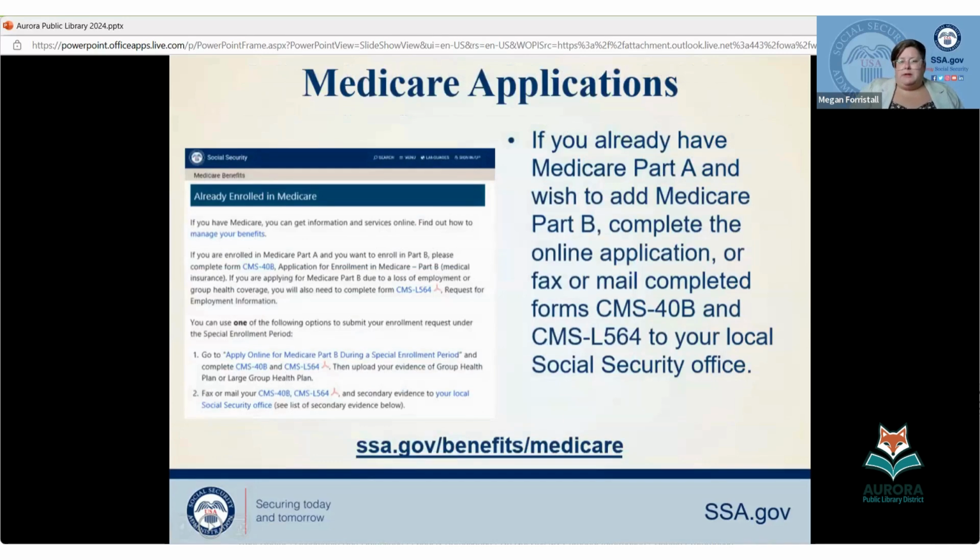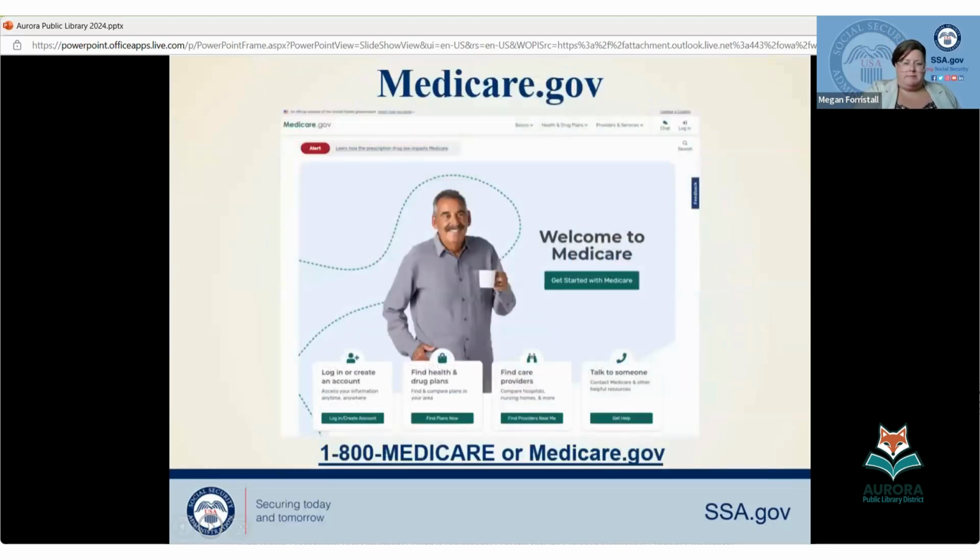Now, Medicare applications, you can, like I said, file for Medicare only online. If you're under that special enrollment period, there'll be a couple forms we need when the time comes to get into the Part B. We need a 40B. That's the one that you fill out saying you're ready for that coverage to begin. The CMS L564 is the employer form that you or your spouse's employer completes. Then you can even submit those online now, or fax, mail, or drop them off at your local Social Security office. And then, like I said, Medicare.gov for all your other questions.